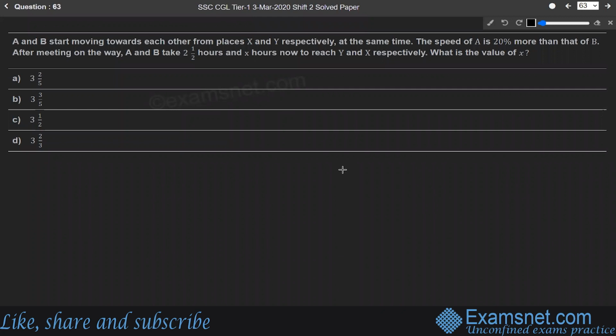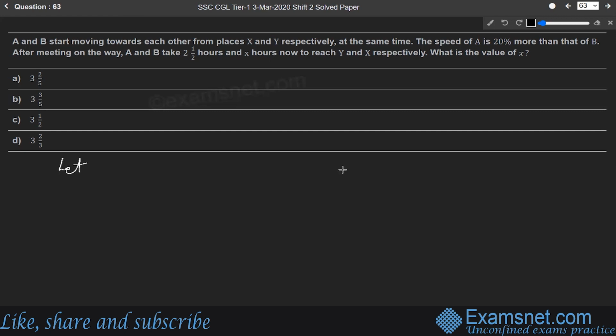Next question is, A and B start moving towards each other from places X and Y respectively at the same time. The speed of A is 20% more than that of B. After meeting on the way, A and B take 2.5 hours and X hours respectively to reach Y and X. What is the value of X? Okay, here X is the number of hours taken by B to reach its destination, right? And it is given that the speed of A is 20% more than that of B. It means firstly we have to assume the speed of B.